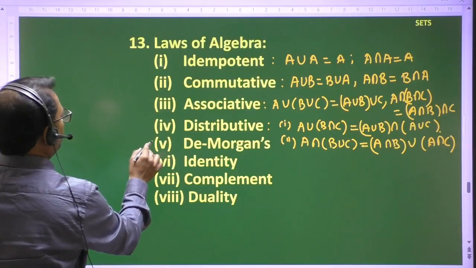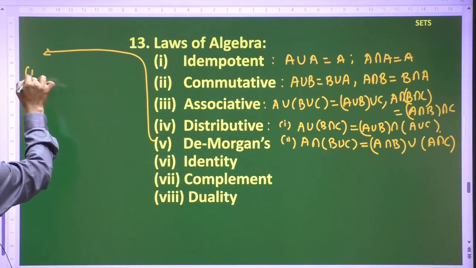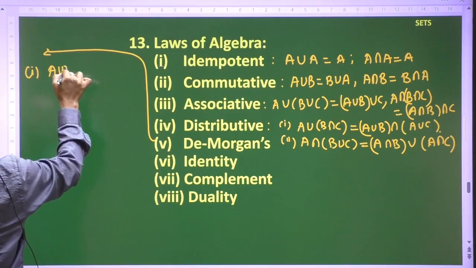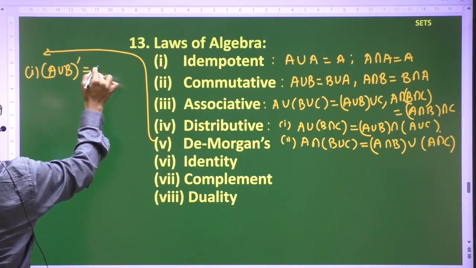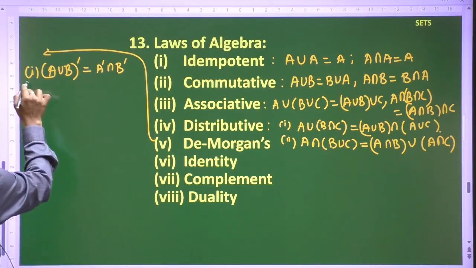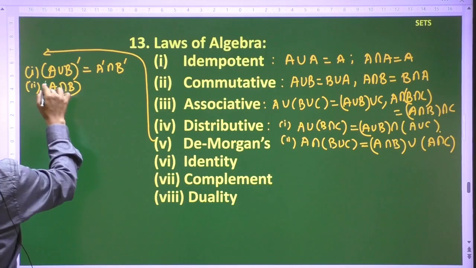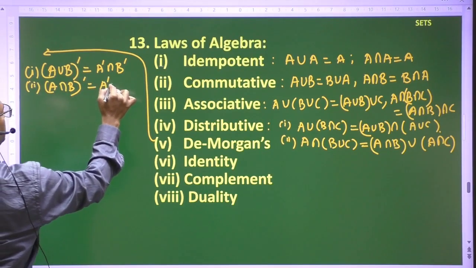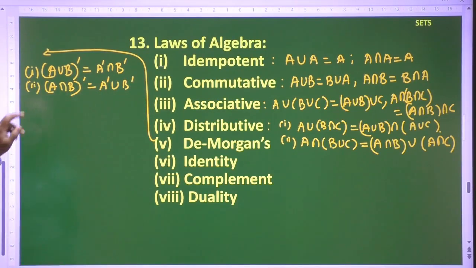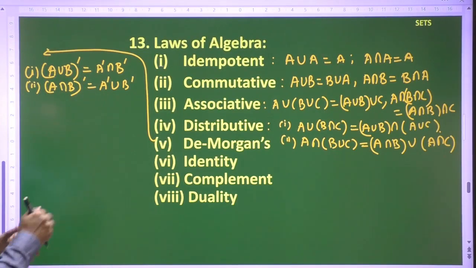Now coming to De Morgan's property. De Morgan says that (A union B) complement is A complement intersection B complement. Second, (A intersection B) complement is A complement union B complement. That means when you take the complement, you have to change the sign: union becomes intersection, intersection becomes union.